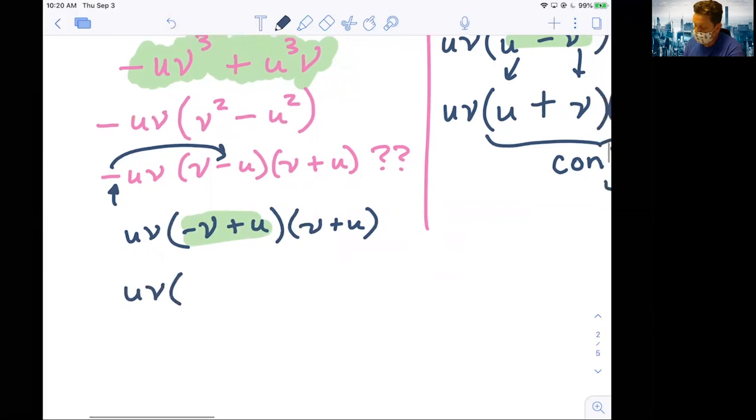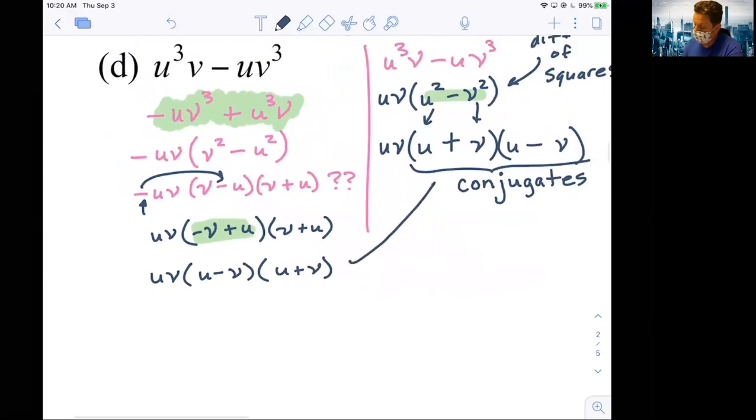So -v plus u is the same as u minus v, and v plus u is the same as u plus v. Are those the same? Yeah, but for the second two factors are commuted, it's exactly the same. So they are equivalent. Neato.